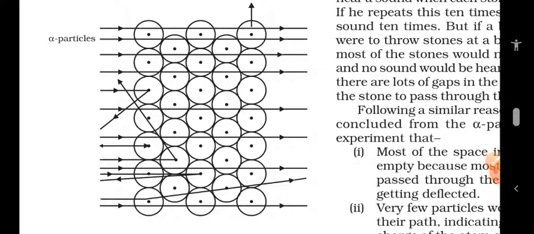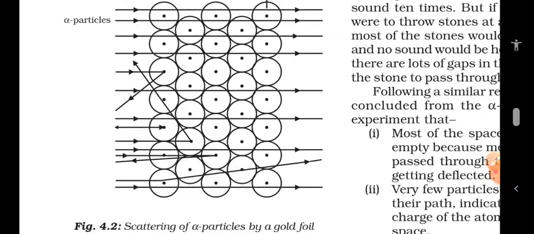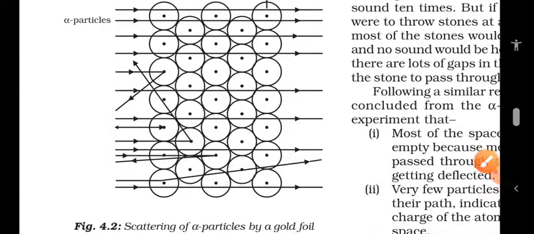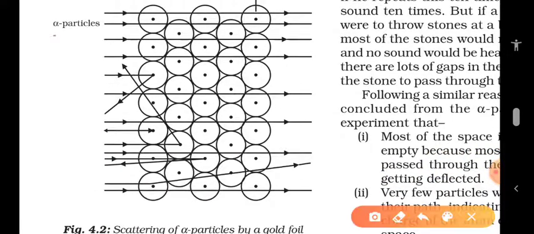Similarly, positive and positive charge will oppose each other. Positive and negative will attract each other. Negative and negative will attract or will oppose? Yes, it will oppose each other. So here the alpha particle is a positive charge. So if it is coming back like this, that means some positive charge is there at the center also. Yes or no? Are you getting?